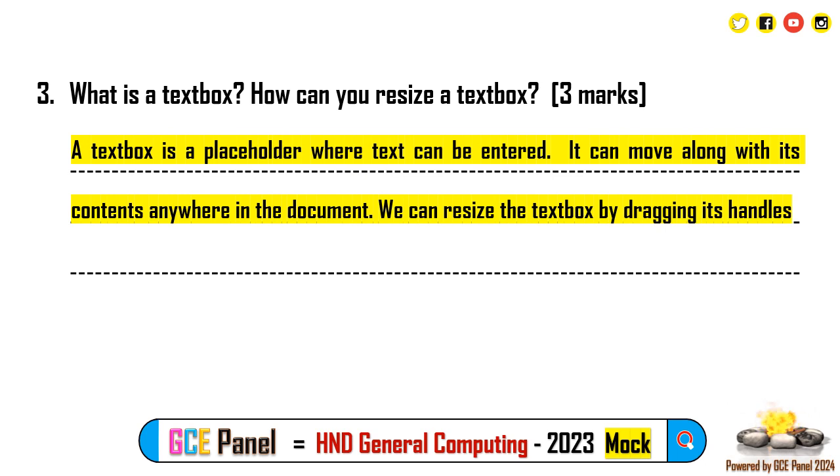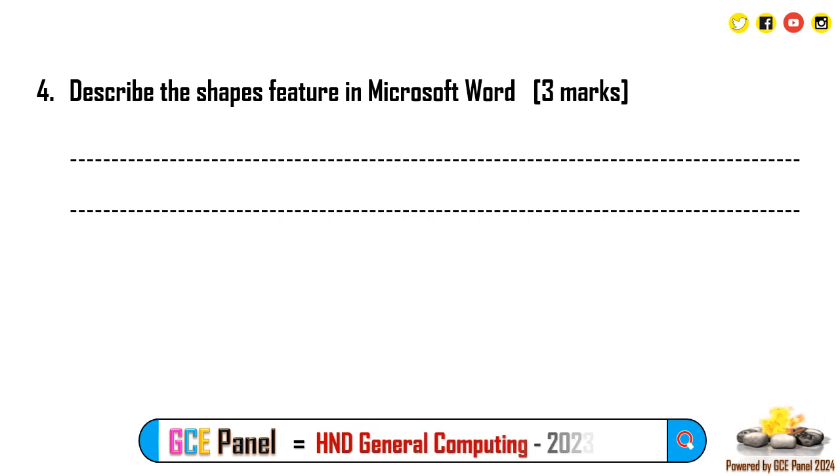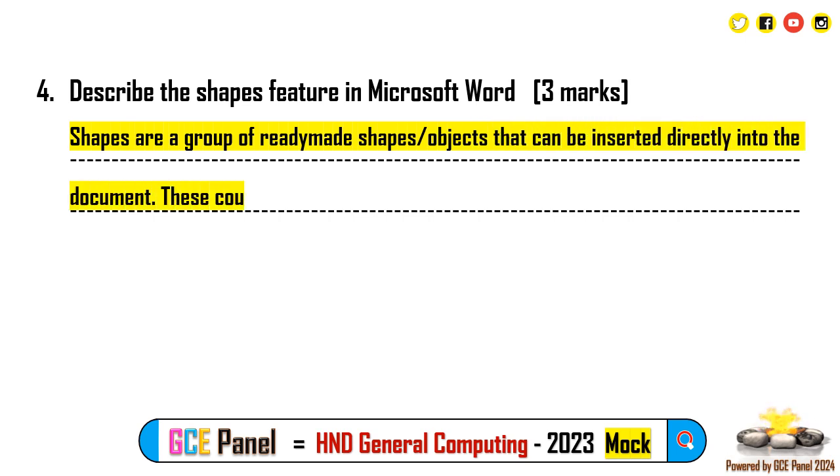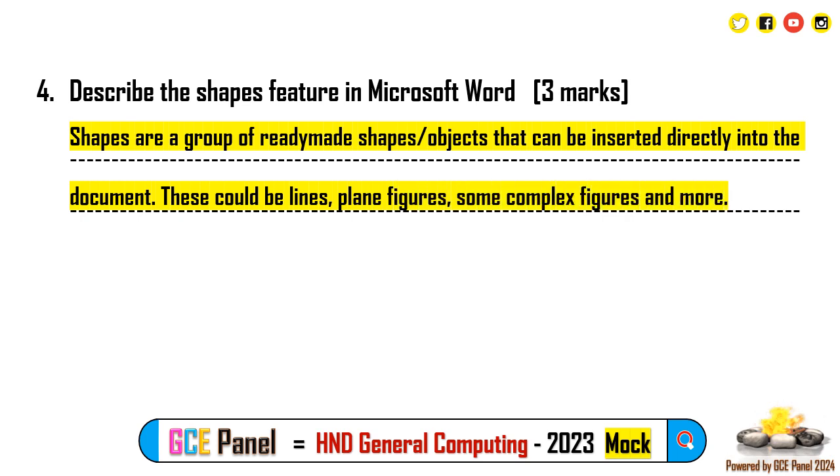Question 4. Describe the shapes feature in Microsoft Word. So what is a shapes feature in Microsoft Word? Shapes are a group of ready-made shapes or objects that can be inserted directly into the document. This could be lines, plain figures, some complex figures, and more.